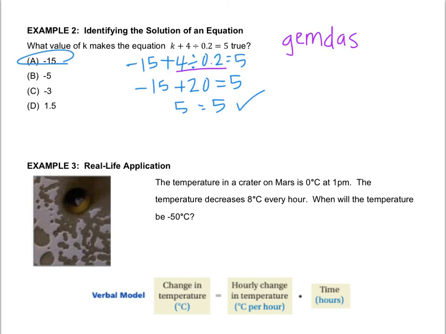All right, I got negative 15. Choice A is the correct choice. You had to remember to do that division before you do the addition. And now let's wrap it up. Let's look at example 3.